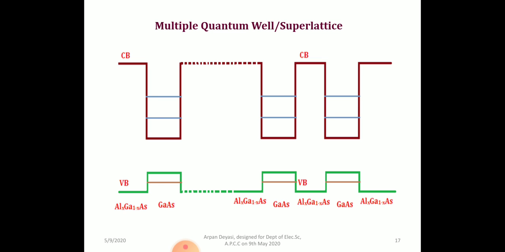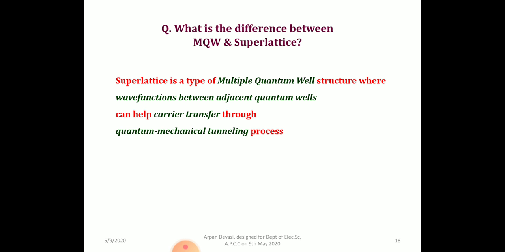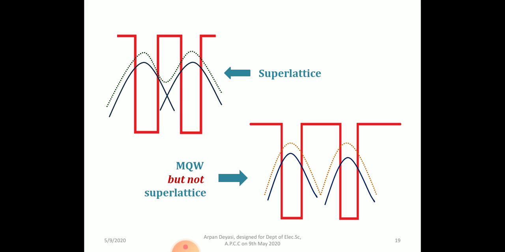What is a superlattice? Superlattice is an MQW, but a special type of MQW where the wave functions between the adjacent quantum wells can help carrier transfer through quantum mechanical tunneling. That means carriers can be transferred from one quantum well to another quantum well by means of the tunneling process. How is it possible? I am giving some figures. Please look at them.